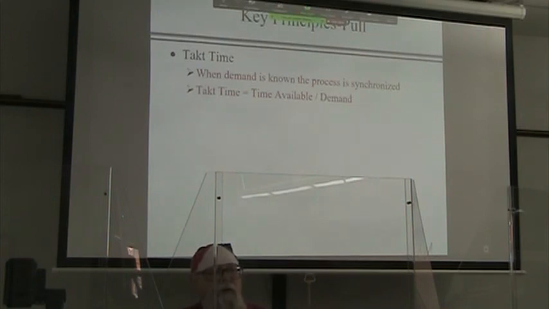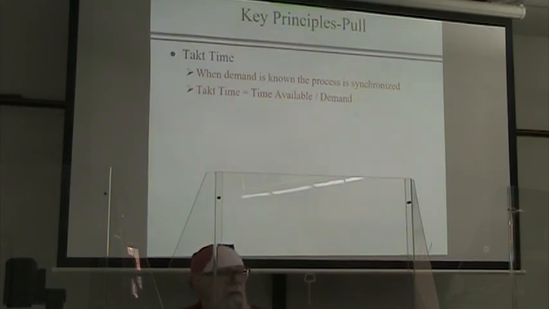So when we know the demand, we can synchronize our process. We calculate our takt time by saying that is the time available divided by the demand, right? So we would say that we need to make something every 2 minutes per unit, we need to have made a unit.